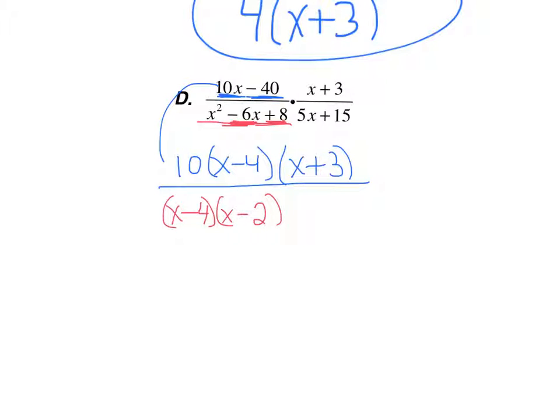And then I look at the next 5x plus 15. They both have 5 in common. So since it's multiplication, I'm going to throw the 5 times in the front. And then if I divide 5 out of 5x, I just get x.